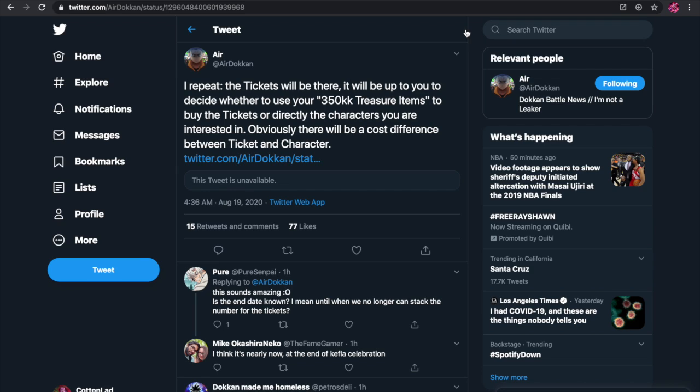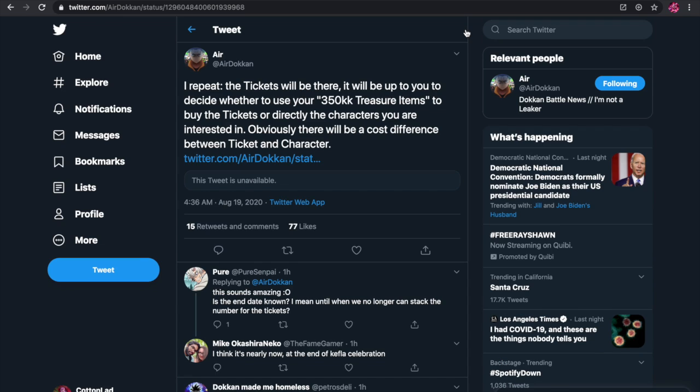So Air Dokkan has just revealed to us that there will be tickets. As we know, there are going to be tickets because last year there were 300 million download tickets. This year we're going to get 350 million download celebration tickets. But with these tickets, it appears that you can decide whether or not you want to use your treasure item. And now this treasure item comes from when you summon.